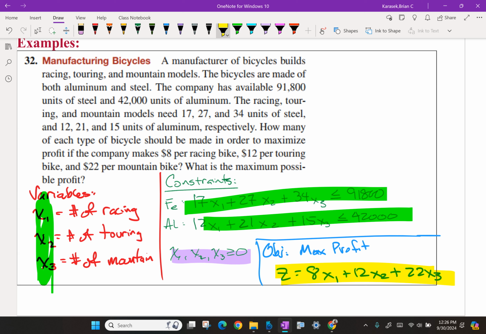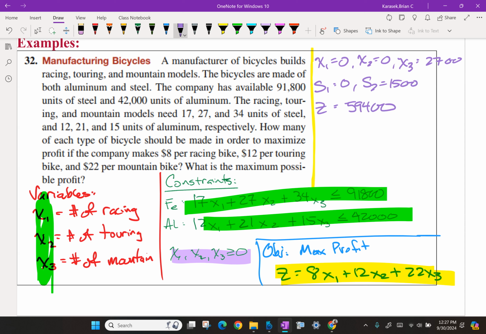The optimal solution that it found for us is that x sub 1 should be 0, x sub 2 should be 0, x sub 3 should be 2,700. S sub 1 is 0, and S sub 2 is 1,500, and our Z is 59,400. All right, so now I have to interpret what that means.